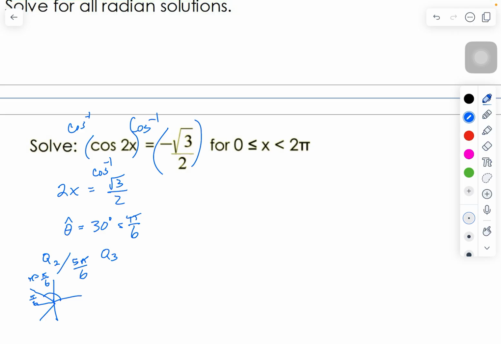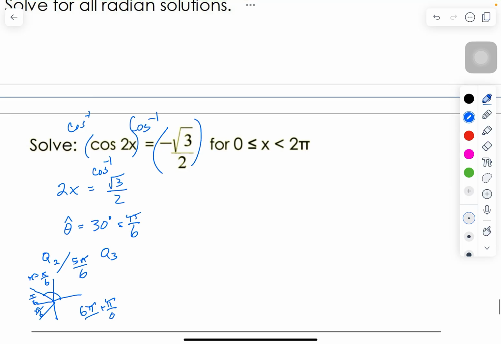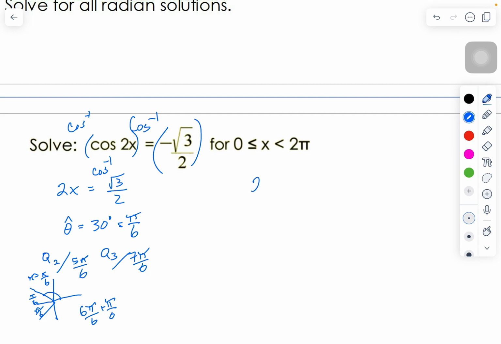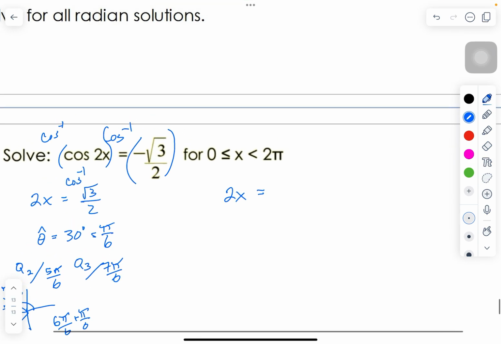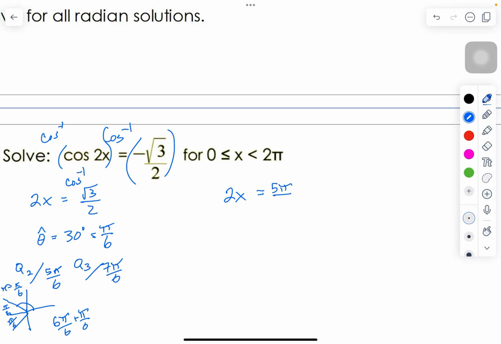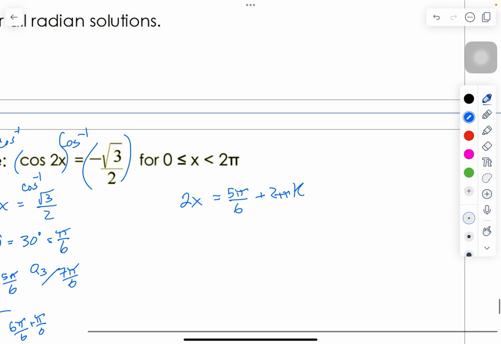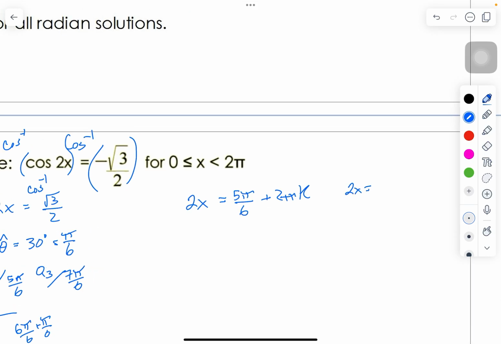In quadrant number 3, that would be taking pi plus pi over 6. So pi plus pi over 6 would be 6 pi over 6 plus 1 pi over 6, or 7 pi over 6. That's in quadrant number 3. Okay, again, I am taking 2x is equal to 5 pi over 6 plus 2 pi k. And another one where 2x is equal to 7 pi over 6 plus 2 pi k.